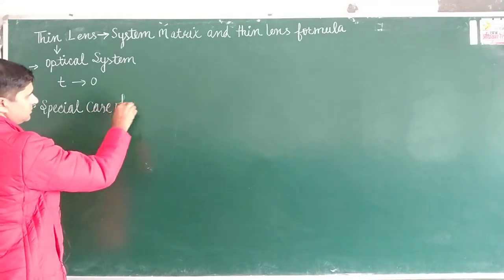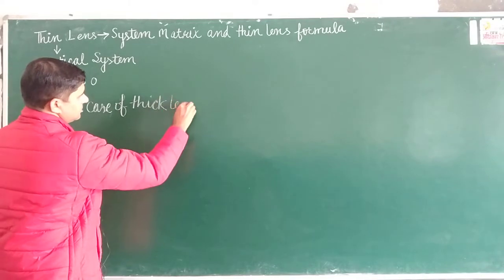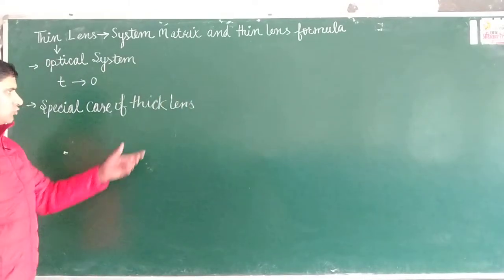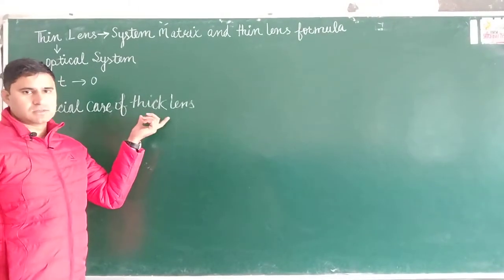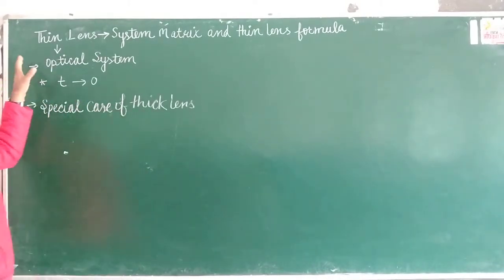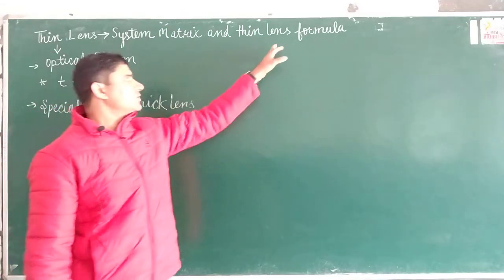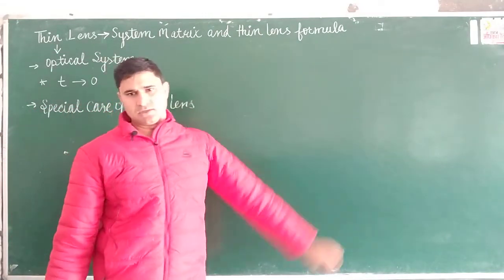of a thick lens. So if we obtain the system matrix for a thick lens and we take this limit, then we will get the system matrix for a thin lens, and from there we will discuss the thin lens formula.